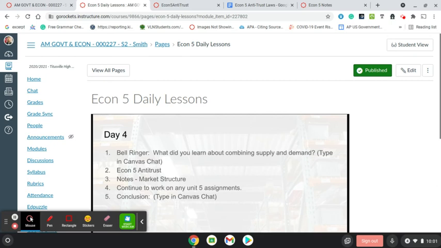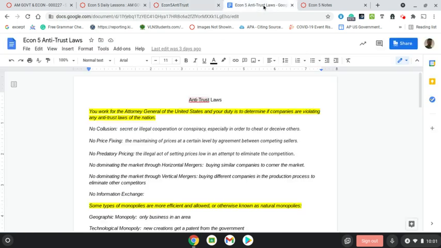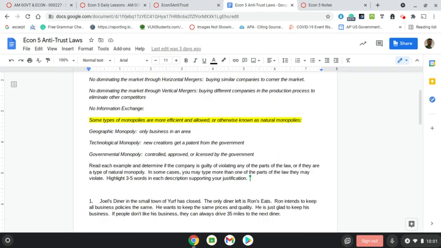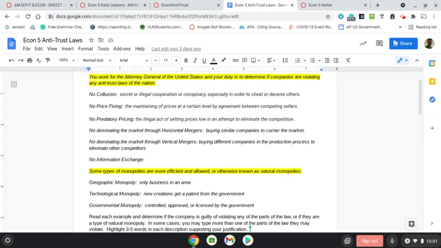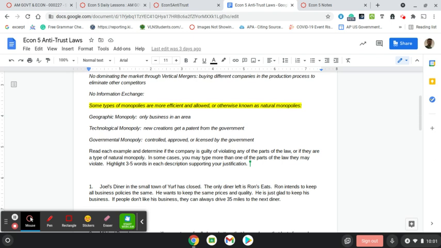So yesterday we talked about combining supply and demand. That's what the bell ringer was about, which we typed into Canvas chat, and then the antitrust activity. Hopefully you were able to start that at least, maybe finish it, where you had to either choose if one of the scenarios the businesses were breaking the law or if they were just a natural type of monopoly. And then you just had to highlight an explanation in the description.